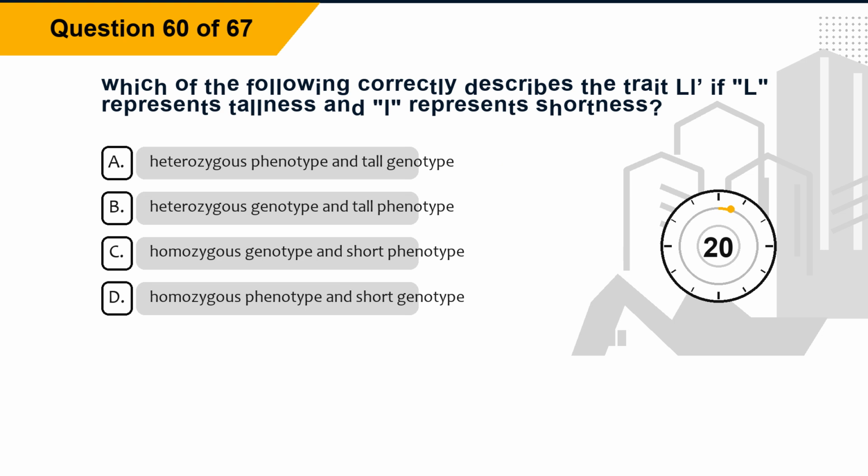Question 60. Which of the following correctly describes the trait Ll, if L represents tallness and l represents shortness? Option A, heterozygous phenotype and tall genotype. Option B, heterozygous genotype and tall phenotype. Option C, homozygous genotype and short phenotype. Option D, homozygous phenotype and short genotype.